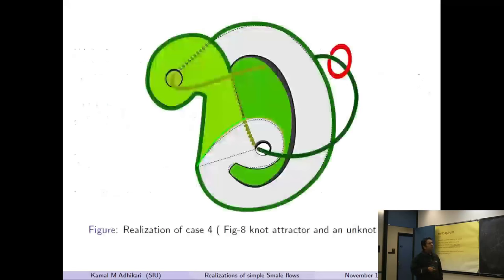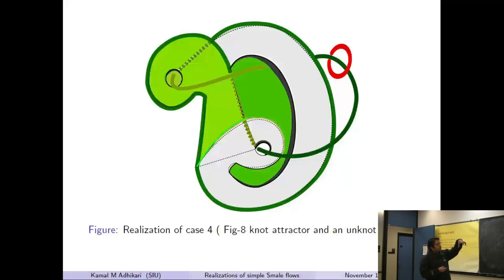And this is the realization for this part. Here we have the figure 8 knot attractor. All are essential curves. This attractor passes through this, but it is under this. There are two holes actually.